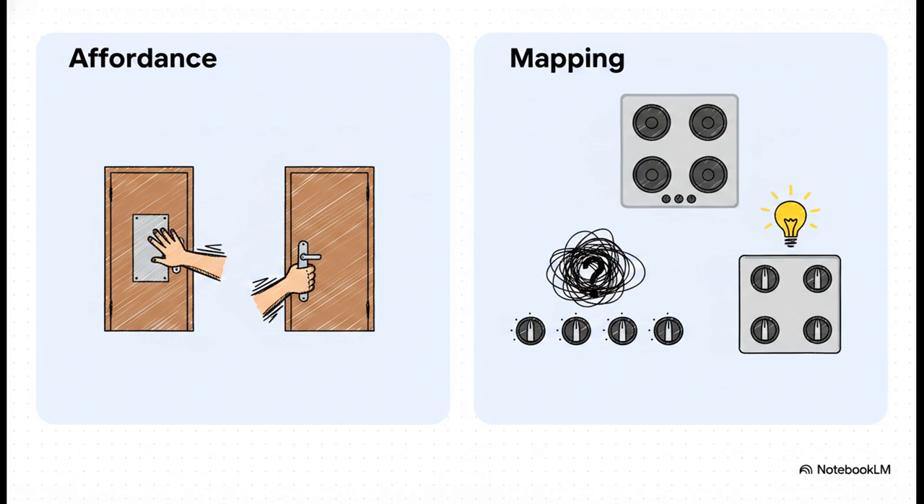A classic example of poor mapping is a stovetop, where 4 burners are arranged in a square, but the 4 control knobs are placed in a straight line. You constantly have to guess which knob turns on which burner, right? Good mapping aligns the control directly with the layout of the consequence, creating a perfect mental model for the user.